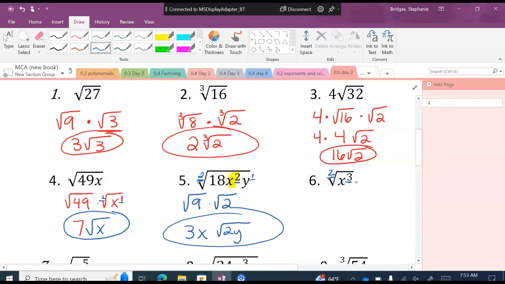Once, but I have leftovers, right? So it divides in evenly once. That's going to come out from under the radical. And how many leftovers do I have? 1. And that's going to stay under.